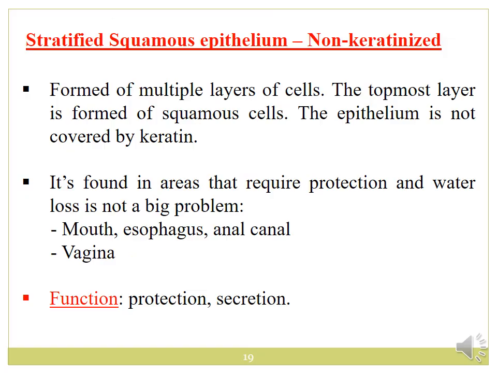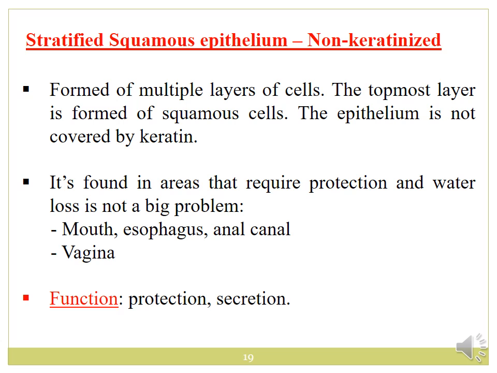Stratified squamous non-keratinized epithelium. Again, it is an epithelium formed of multiple layers of cells. The topmost layer is formed of squamous cells, and the epithelium is not covered by keratin. It is found in areas that require protection, and water loss is not a big problem. Remember one thing: the more the organ requires protection, the more layers of epithelium there will be.